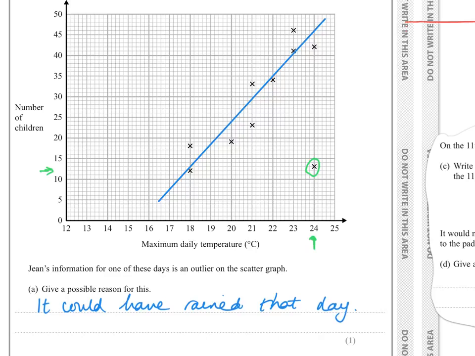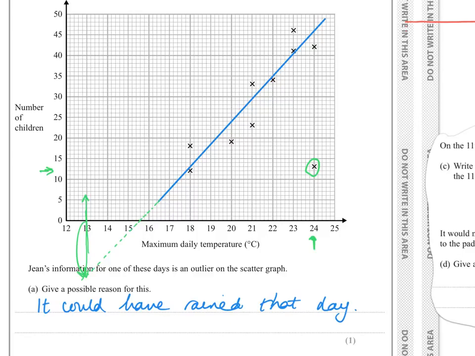And if we look at 13 degrees centigrade, well, I can't really extrapolate from there, because if I carried my line down here and tried to, I would more than likely get a negative amount of children going to the paddling pool, which would not make any sense whatsoever. So I'd probably say both of those things.